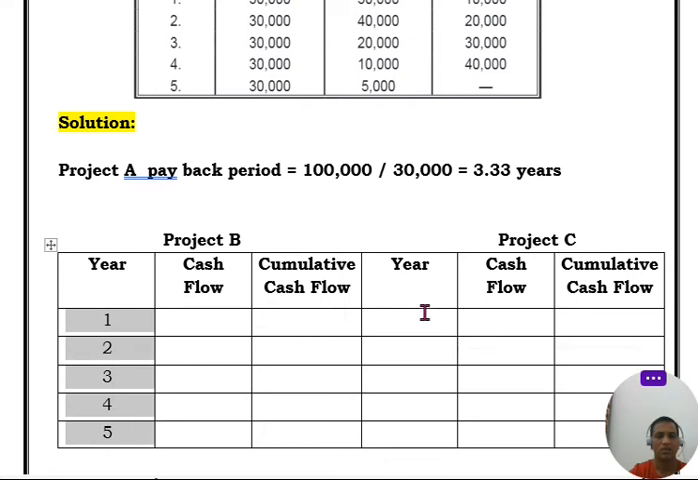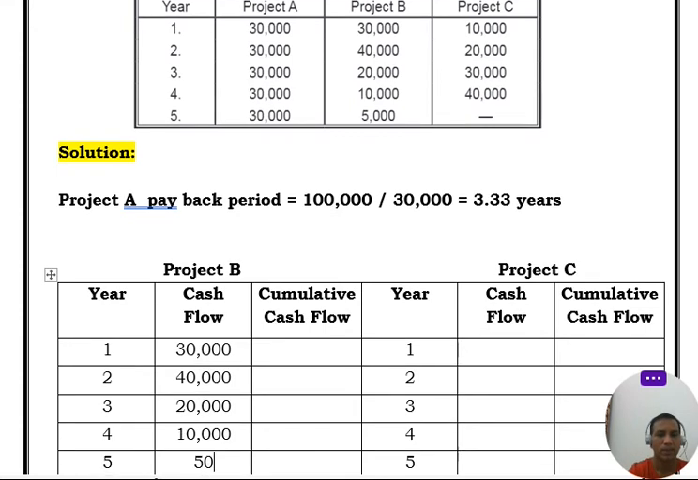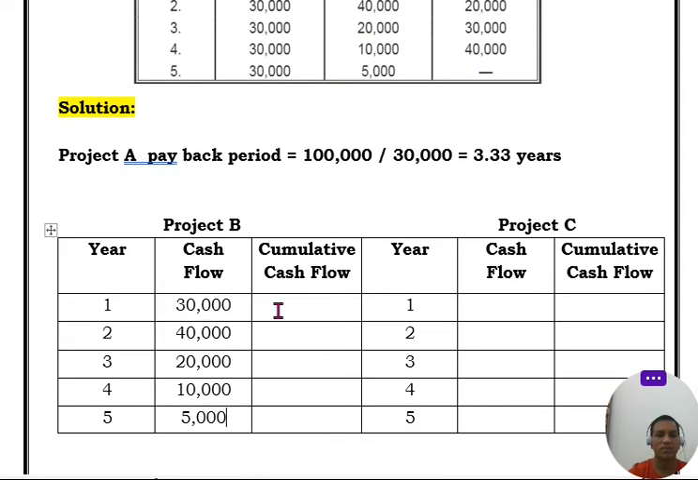The years are the same only. Okay, and what about the cash flow? 30,000. And I'm solving for project B: 40,000, 20,000, 10,000, 5,000. Tell me the next, the cumulative column.